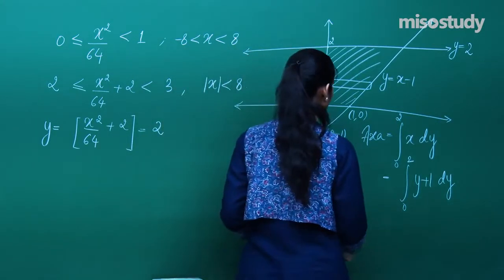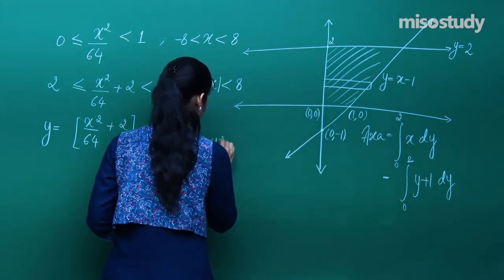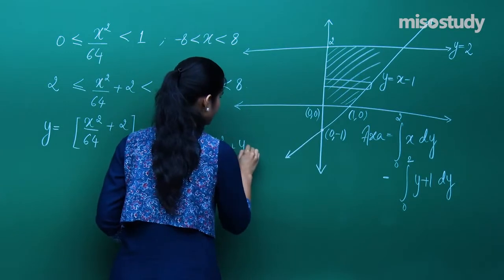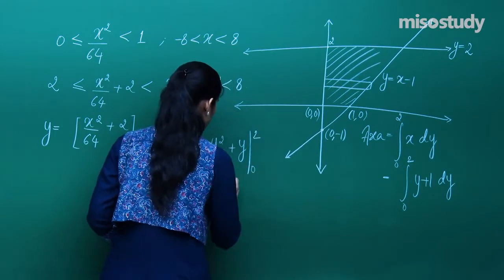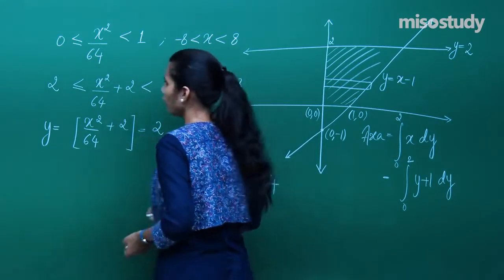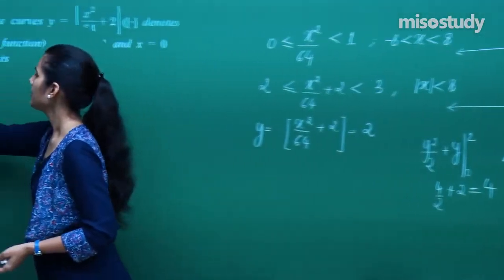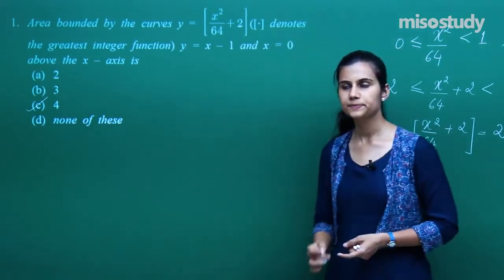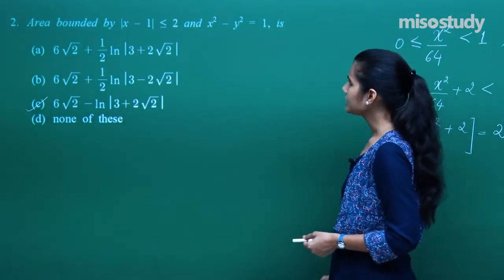Clear? This becomes y square by 2 plus y from 0 to 2. So you get 4 by 2 plus 2, which is 4, and that is your answer. That is 4 square units. Next question says what? Let's see.